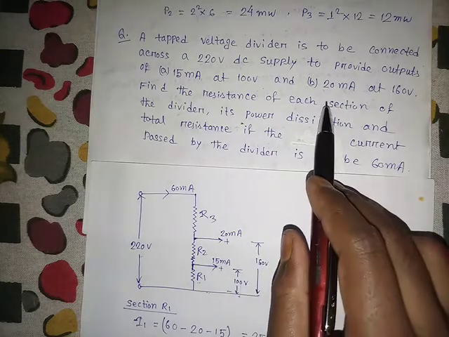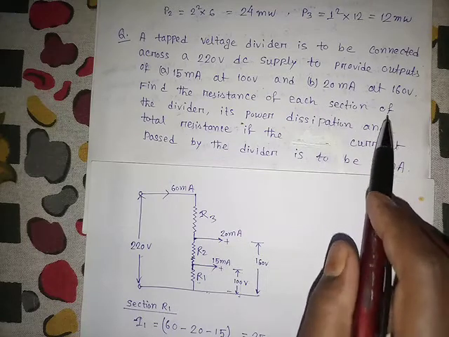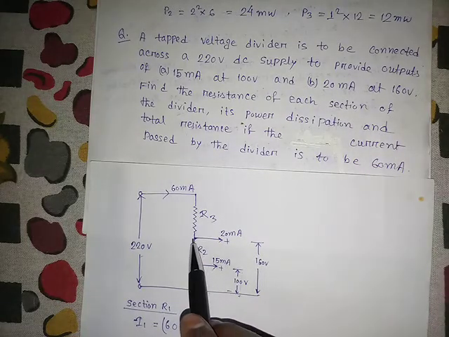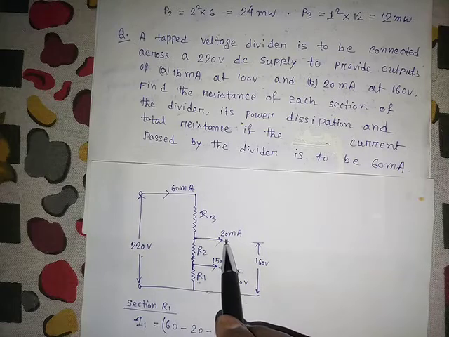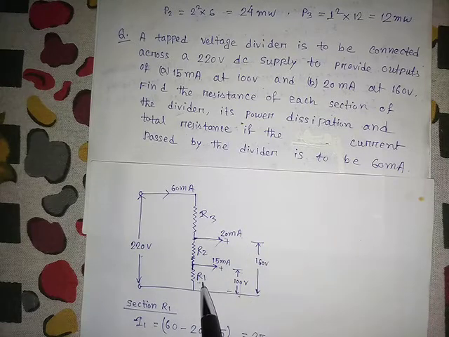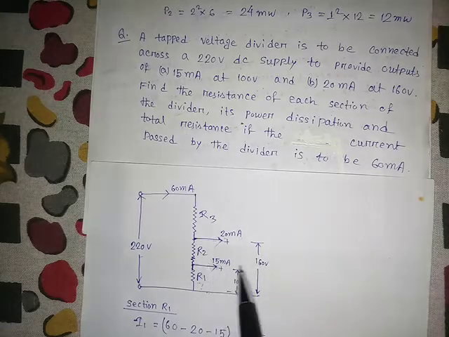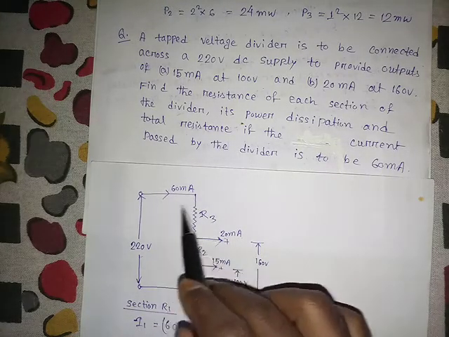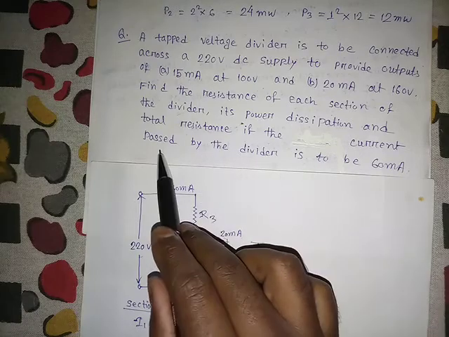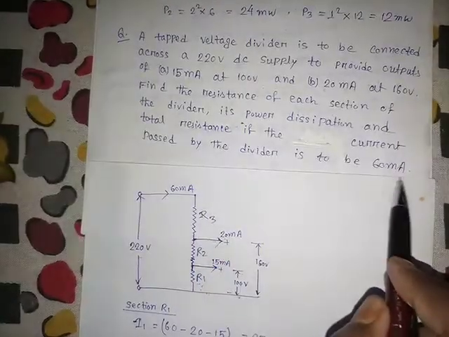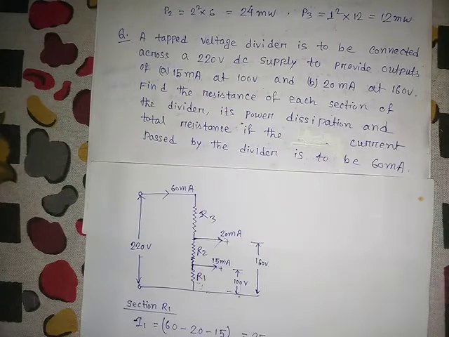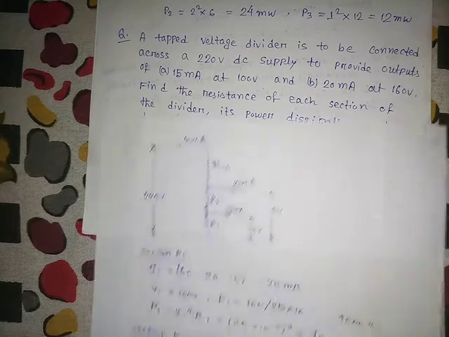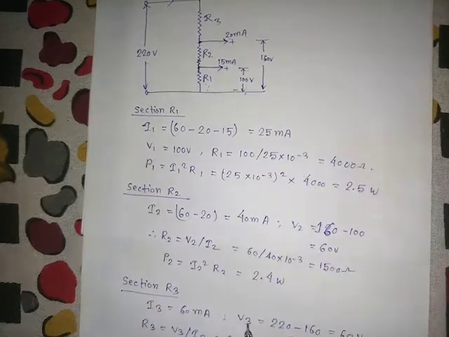Next, B is given as 20 milliampere at 160 volt. So we have another tapping, 20 milliampere at 160 volt, and we simply write R1, R2, R3, and our total circuit current is 60 milliampere, passing through the divider. So our current is given. Now we are finding the values of the missing elements.